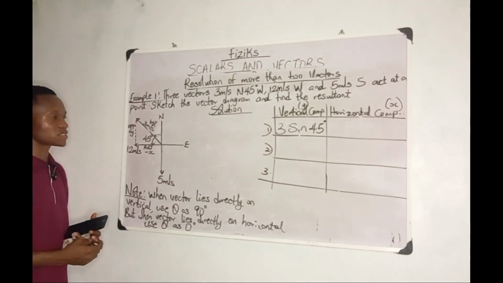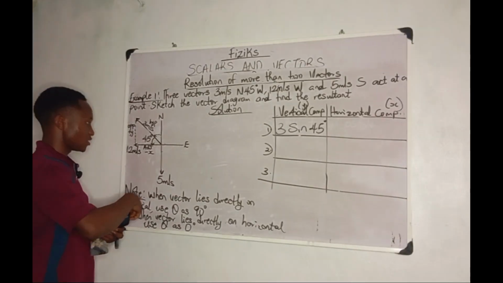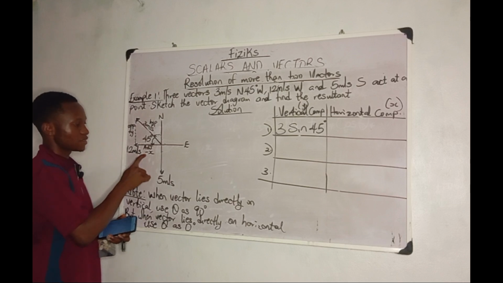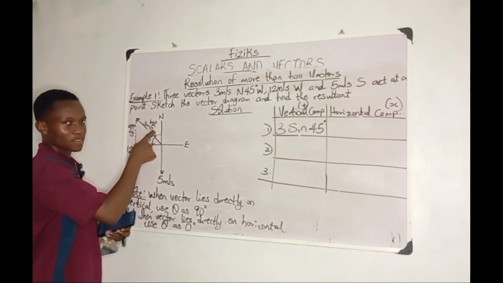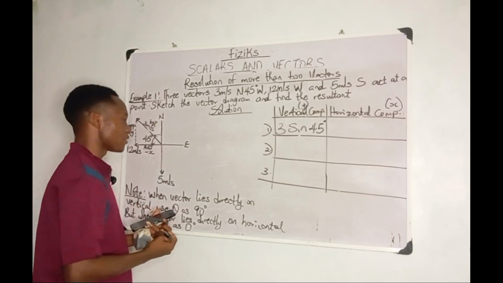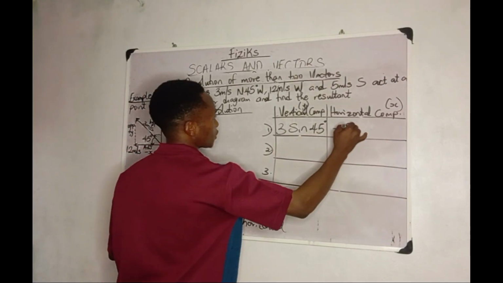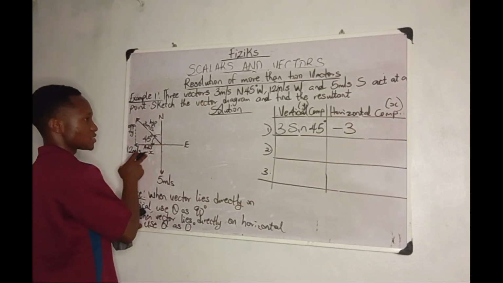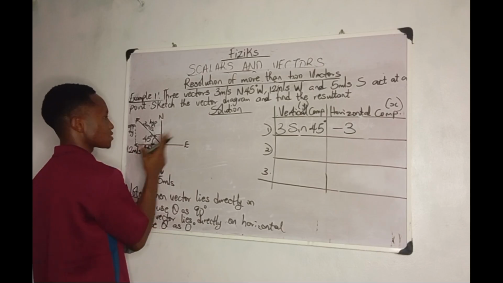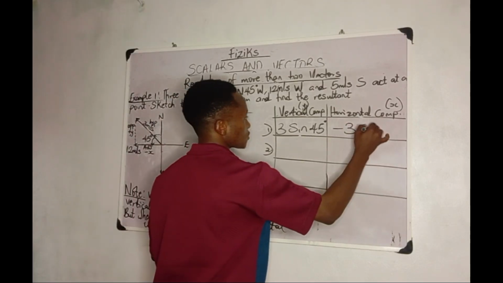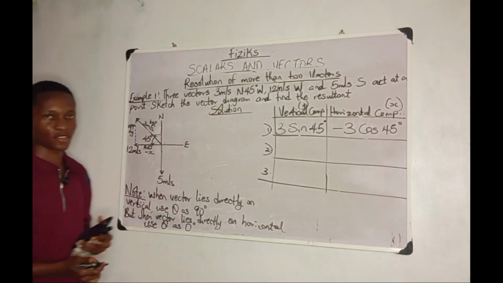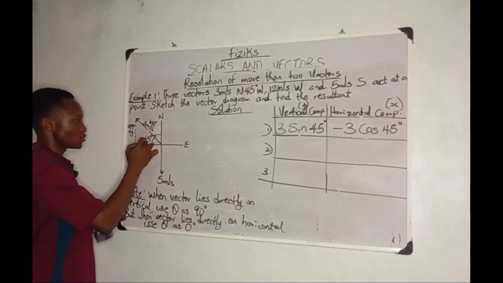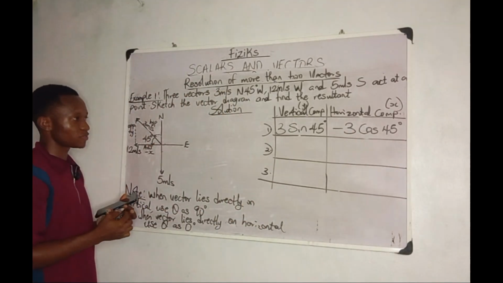Now let's see the horizontal. For the horizontal, it's going to be adjacent, which is carrying negative, and then this is your hypotenuse. So we're going to be having minus, because it's on the negative direction, minus 3 cos 45 degrees. That's what you're supposed to write. We are still using 45 degrees.